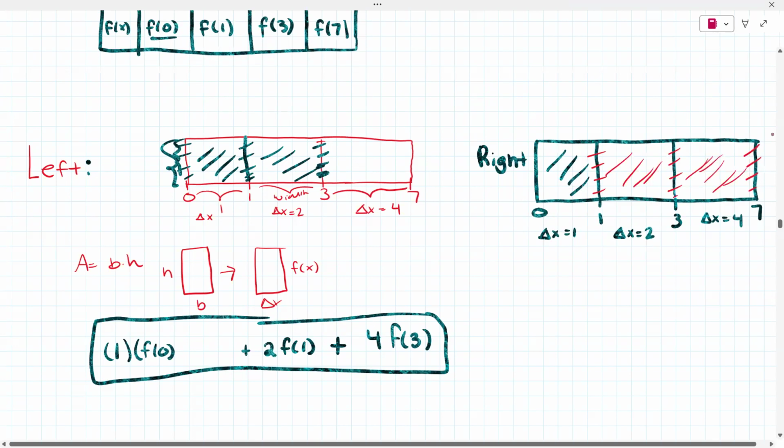The area of the first box: the delta x is 1, and the height is now not f of 0, but f of 1. Plus this box right here, the change of x is 2, and the height is not f of 1, but f of 3. Over here from 3 to 7, it's 4, and the height is f of 7. Unfortunately, we don't know the actual heights of f of 1, f of 3, and f of 7, so we're just going to leave it like this.